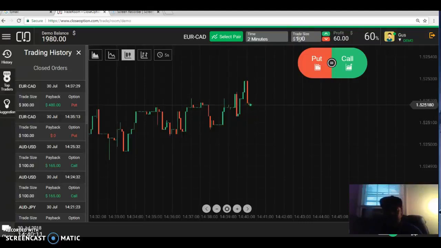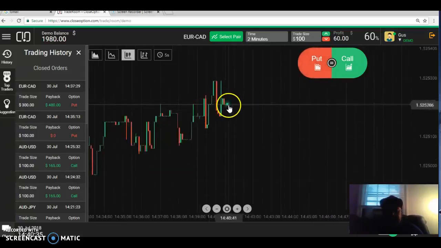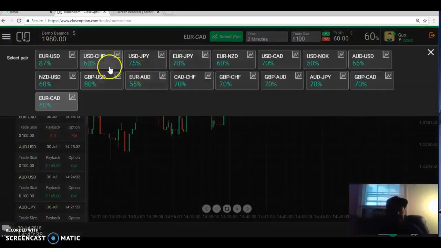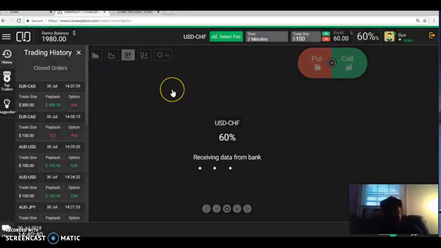Let's go back to the $100 level because I don't want to keep trading those high amounts. Basically, what you want to do is trade about 5% of your balance on a trade. You want to exercise good money management. So we're gonna practice. Anyway, I don't know if this currency is gonna pop back up, but let's try a different currency and see if we can find another setup.